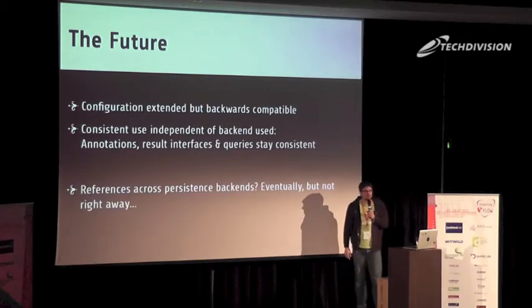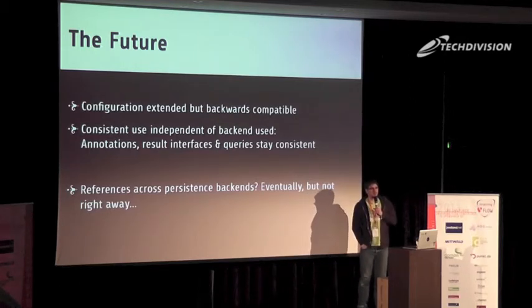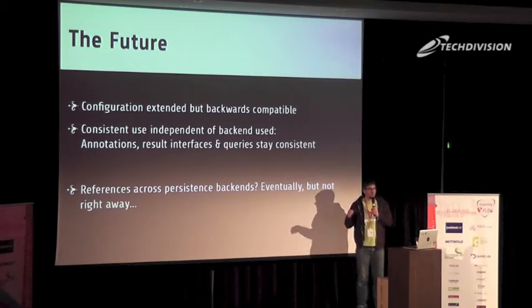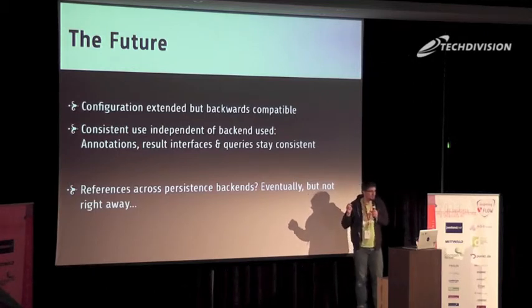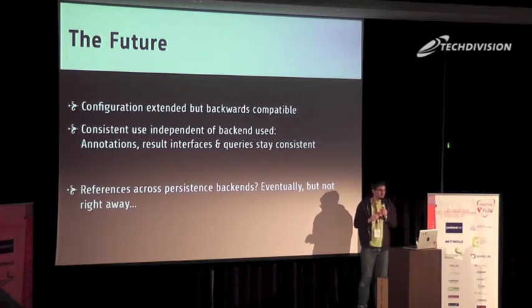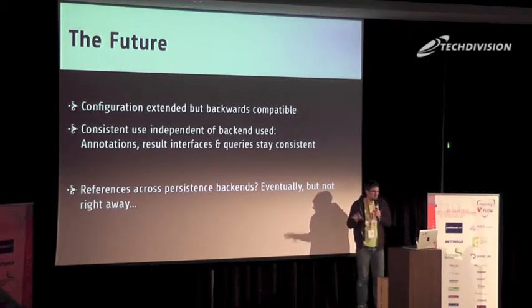For this, we need to extend the configuration a bit, but I'm pretty sure that we can get that done in a backwards compatible way. So if you're just using ORM, then you just configure it like you do now. You just set the database connection parameters and you're done. But there will be a way to define multiple sets of connection parameters for different backends or persistence mechanisms, and you can then in some way refer to them using an identifier. So there will be new things coming, but no breaking changes in that regard when it comes to configuration.